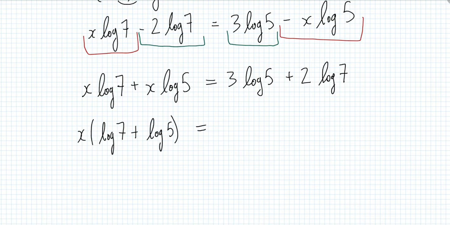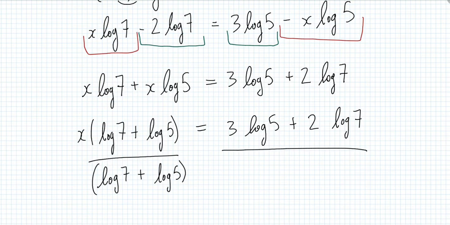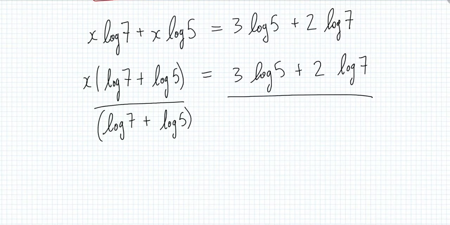And that's equal to 3 log 5 plus 2 log 7. Dividing both sides by log 7 plus log 5 will isolate that x. Okay? Why? Because they'll cancel out. Okay? So let's complete this here.